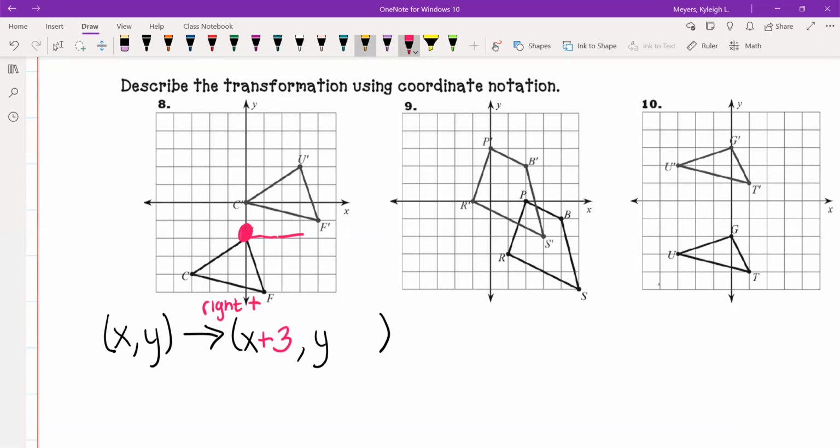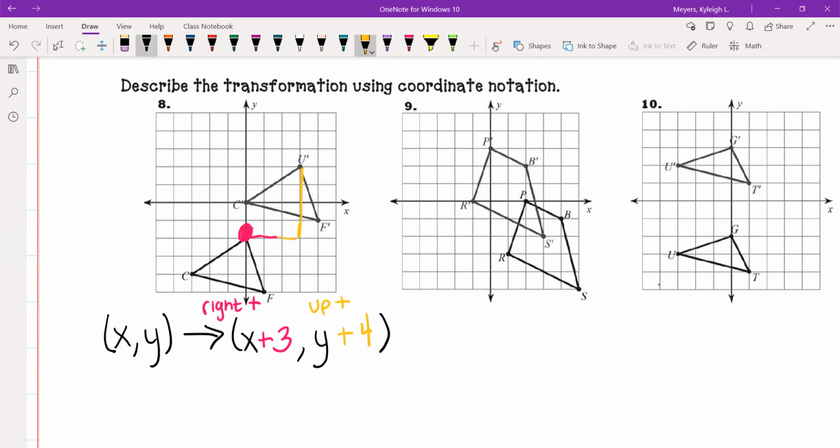And then from here to here, am I moving up or down? Well, I'm moving up, right? Moving up 1, 2, 3, 4. So moving up, which is also plus. So moving up 4. Okay, so that's how we would write it.